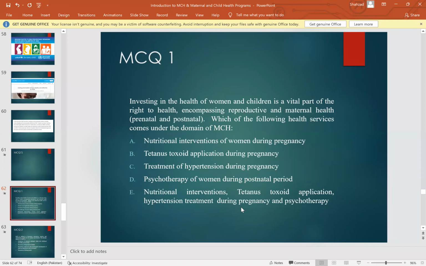Investing in the health of women and children is a vital part of the right to health, encompassing reproductive, maternal health, postnatal, and prenatal. Which of the following health services comes under the domain of MCH? Nutritional interventions for women during pregnancy, tetanus toxoid application, treatment of hypertension during pregnancy, psychotherapy of women during the postnatal period.